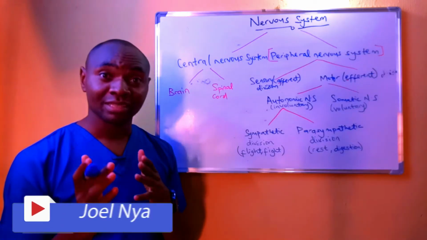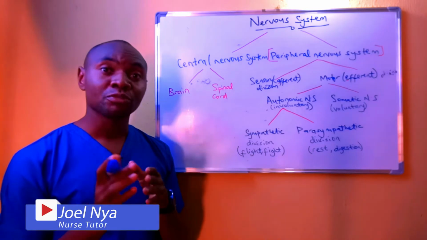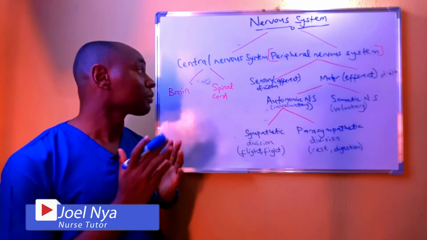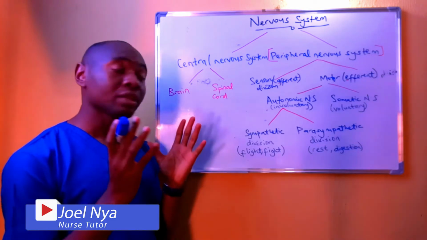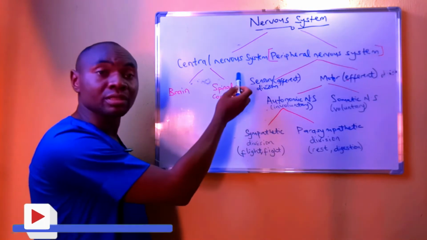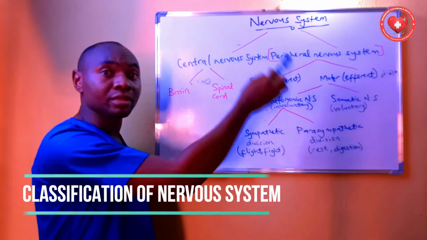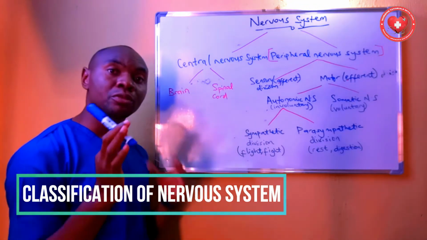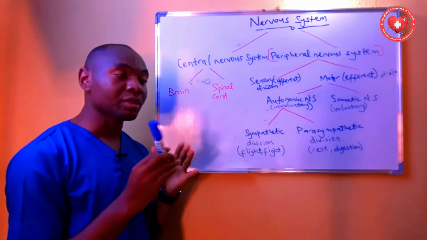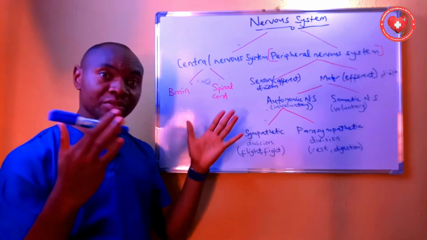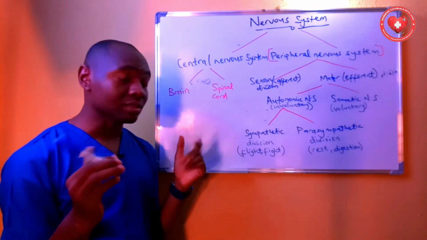For a better understanding of the nervous system, it is good we classify it or divide it into its subdivisions. First of all, broadly, the nervous system can be divided into the central nervous system and the peripheral nervous system. The central nervous system, if you look at the diagram of the nervous system, is located at the center, and from there you have the peripheral aspects of the nervous system.